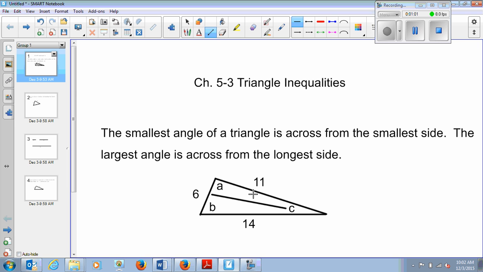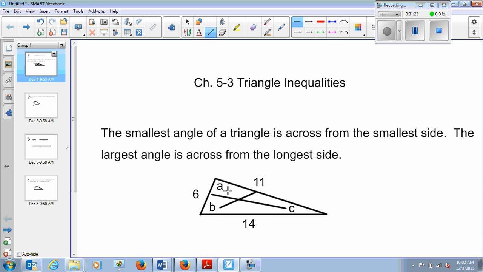The next smallest angle will be across from the side that's 11. 11 is my medium length side, so the angle that's across from that would be B. It's the angle that doesn't touch the side. And then my largest angle is going to be across from my longest side. Here you can see angle A is across from the side that's 14.